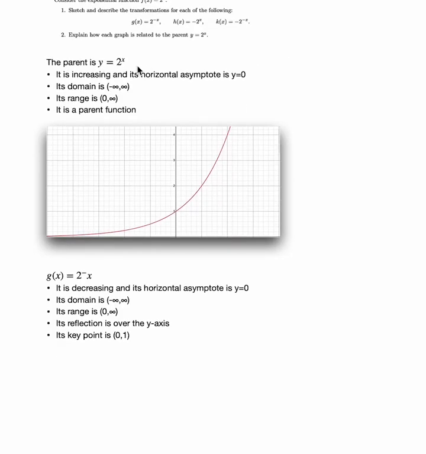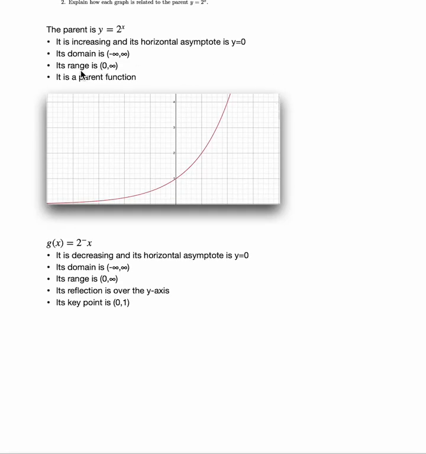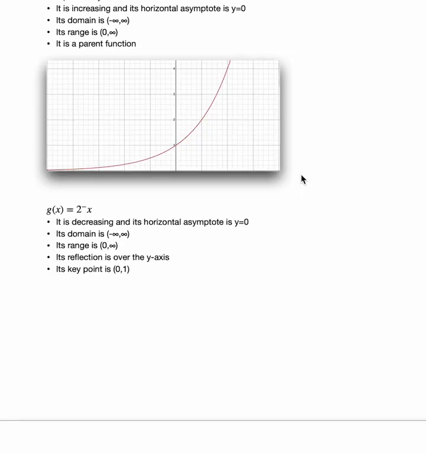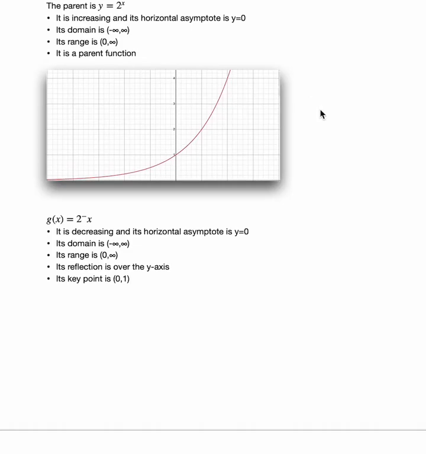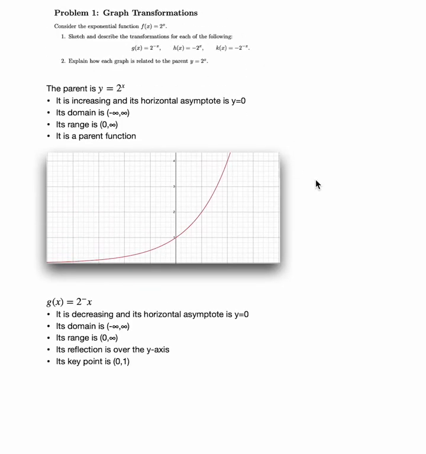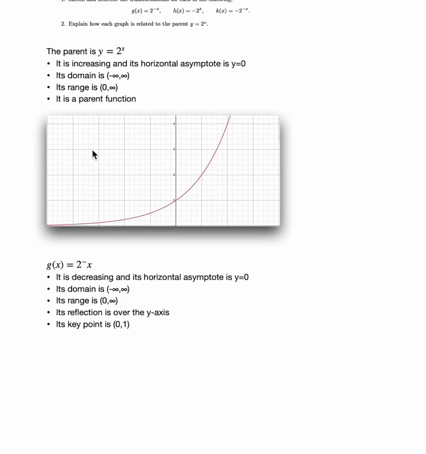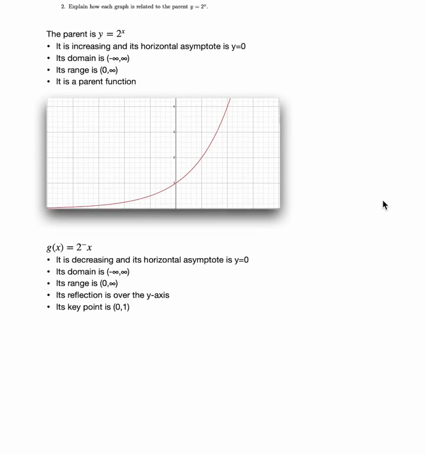So the parent is y equals 2^x, as it just said. It is increasing, and its horizontal asymptote is y equals 0. Its domain is negative infinity to infinity. Its range is 0 to infinity, and it is a parent function, as it's set up here in the description. So that's what y equals 2^x looks like.